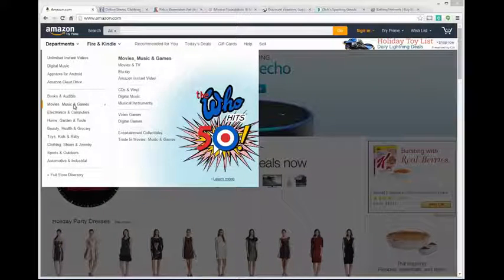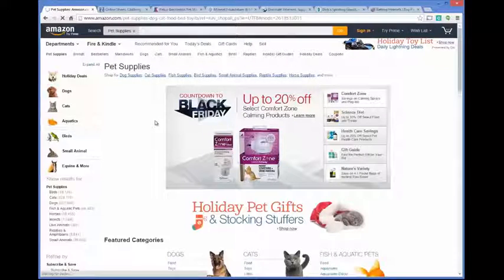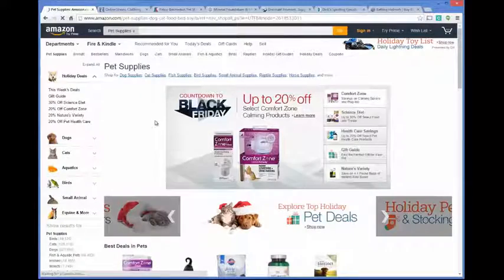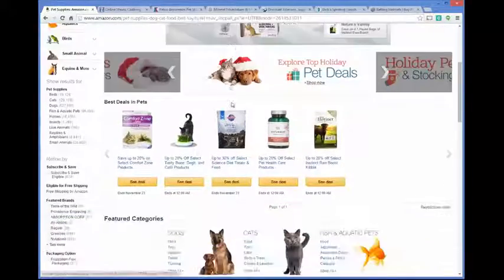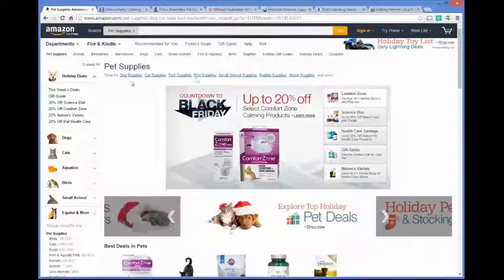They've got everything: movies, music, and games. They've got electronics and computers, home and garden. So let's go here to home and garden, and then let's scroll on down. Notice they've got pet supplies, kitchen, furniture and decor, appliances, and I'm going to just click on pet supplies here, and you can see all the different types of products that they are carrying related to pets and animals.